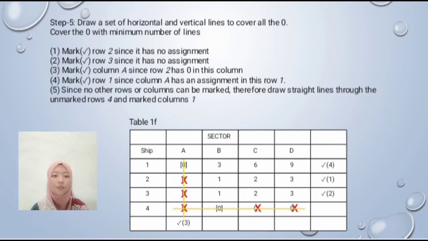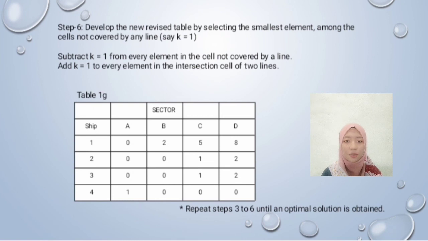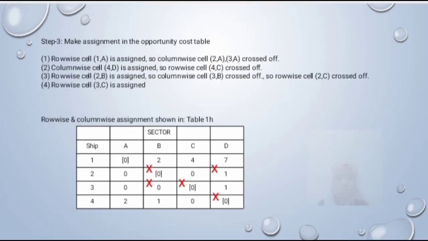For step 5, draw a set of horizontal and vertical lines to cover all the zeros. Cover the zeros with the minimum number of lines. For step 6, develop the new revised table by selecting the smallest element among the cells not covered by any line. For example, say k equals 1. This is the last assignment in the opportunity cost table.